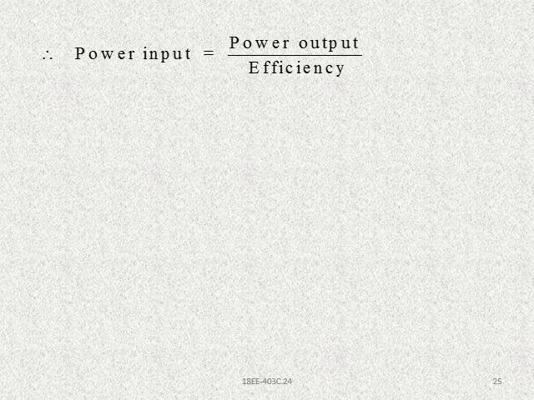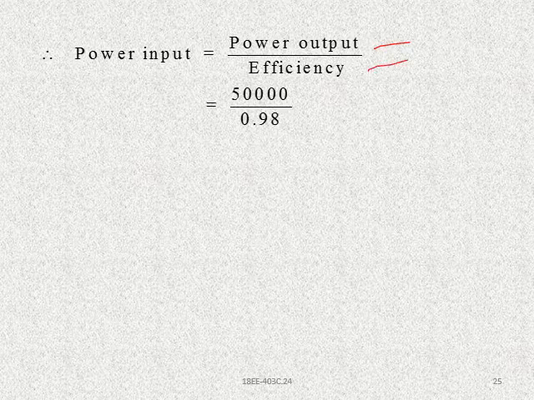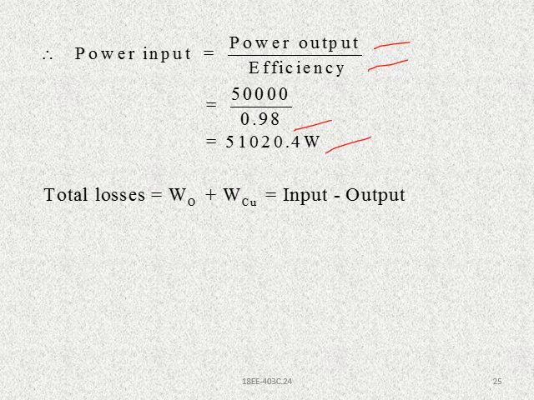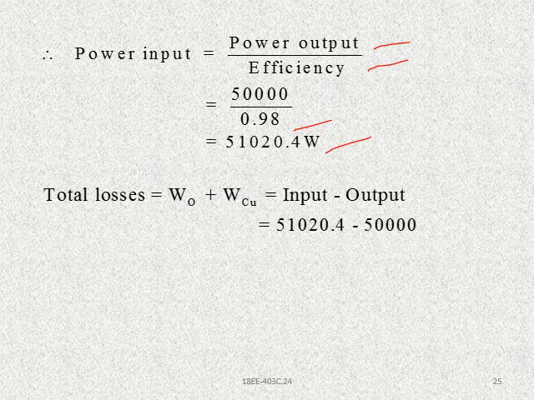The power input is output by efficiency, 50,000 by 0.98, which gets you 51,020.4 watts. And here the total losses W0 plus WCU is equal to input minus output, as we have seen in the previous cases. That gets you 51,020.4 minus 50,000, which is 1020.4 watts.